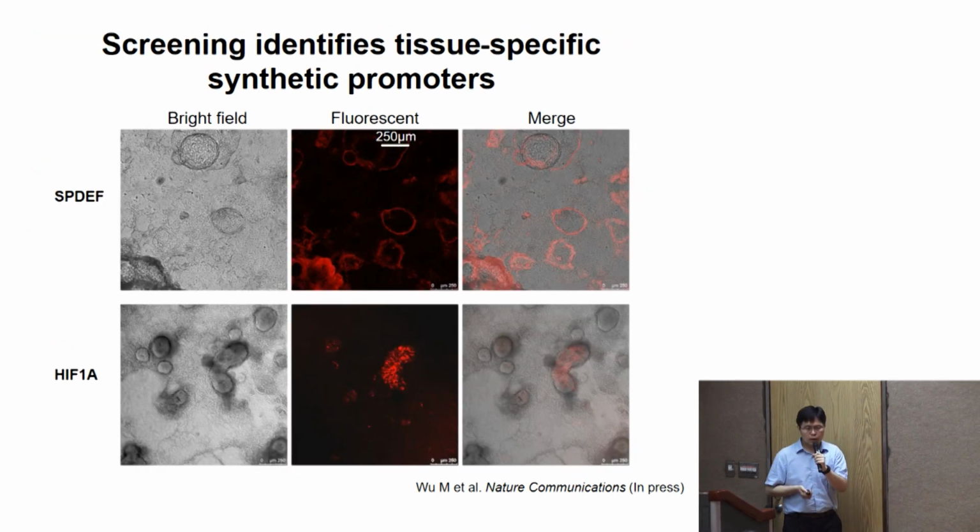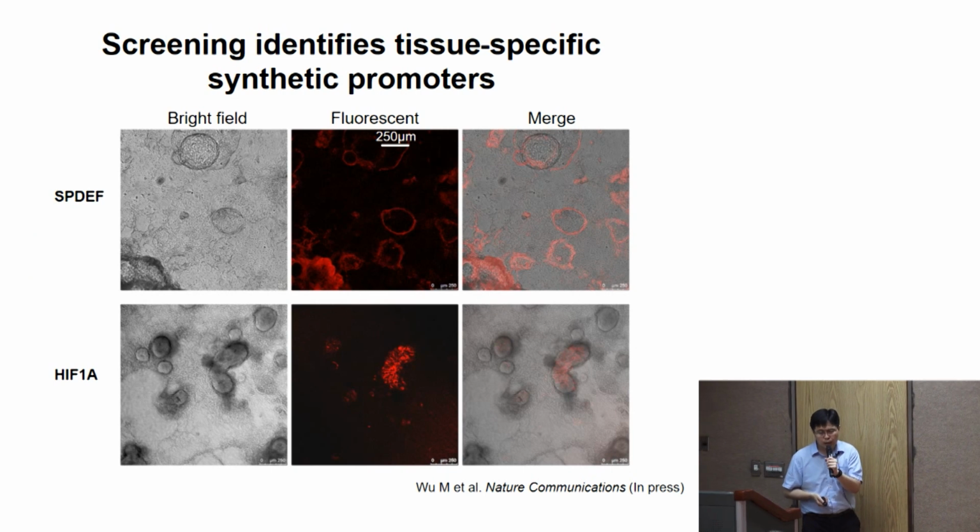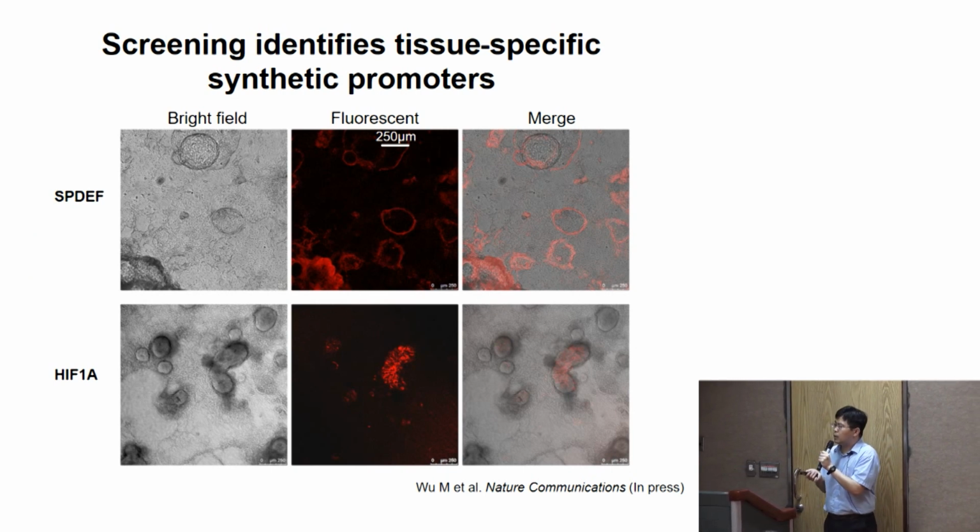In addition, our system also enables us to find tissue-specific promoters. This is an in vitro organoid culture derived from programmed differentiation of iPSCs. We can see each blob is a different tissue or different organoid. And we can identify promoters that are only active in the outer rim of the organoid, or promoters that are only active in the inner cell mass of the organoid.